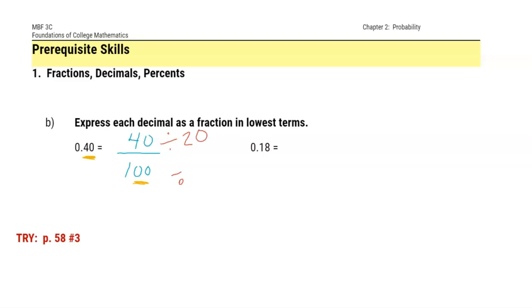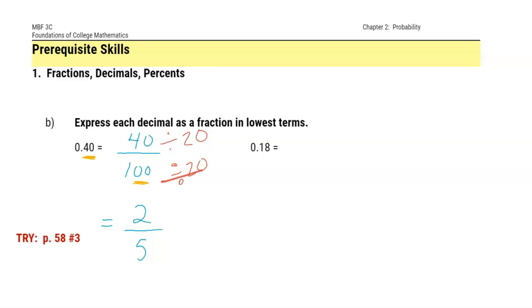And in case you didn't get that the highest number would be 20, I'm going to give you a different strategy in a minute that you can try out. So if I divide my numerator and my denominator by 20, 40 divided by 20 will give me 2. And then 100 divided by 20 will give me 5. And now I have a fraction in lowest terms. So some of you may struggle to find out what the greatest number is that both the numerator and the denominator can be divided by. And so I'm going to give you a different kind of trick.